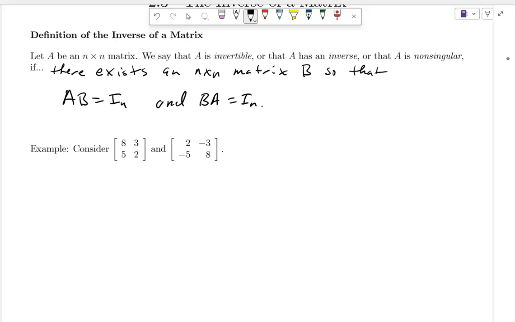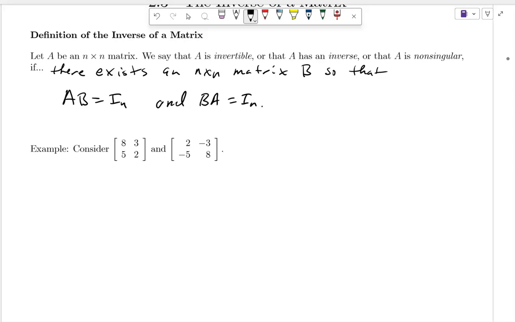Notice I want the same matrix to work on both sides. In order to get the same matrix to work on both sides, I have to start with a square matrix, because one of the products may be defined and the other one wouldn't be, right? So if I want the same matrix to work on both sides, I need square. That's why we have square to start with. Okay?